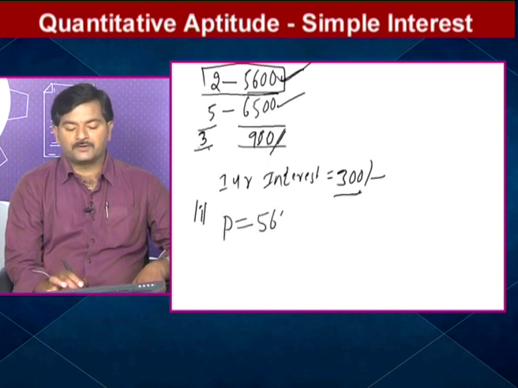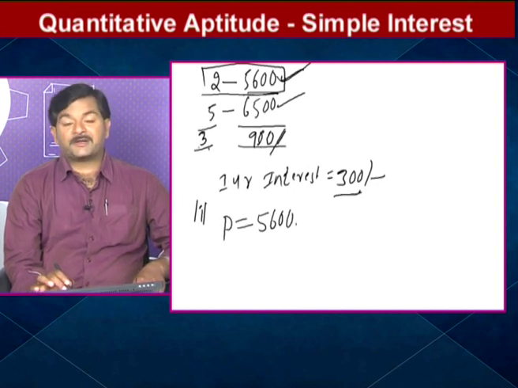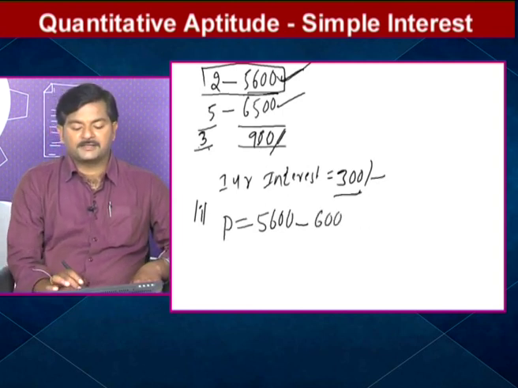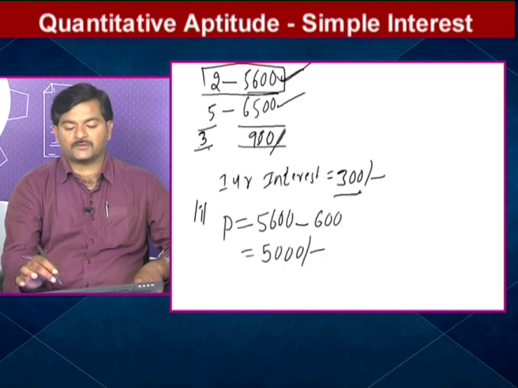So I have to find the P value. P is equal to 5600, from this subtracting 2 years interest. 1 year interest is 300. What could be 2 years interest? Obviously 600. So what is my P value? P value is nothing but 5000 rupees.